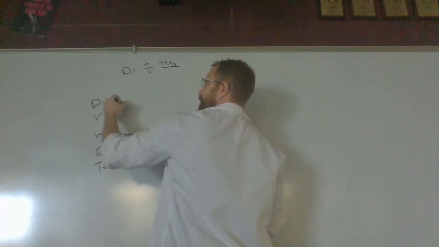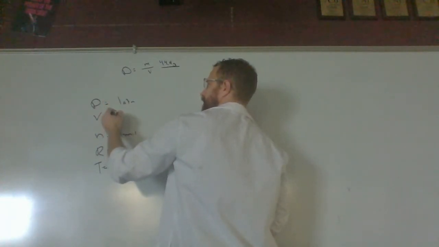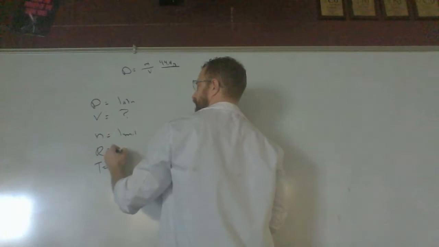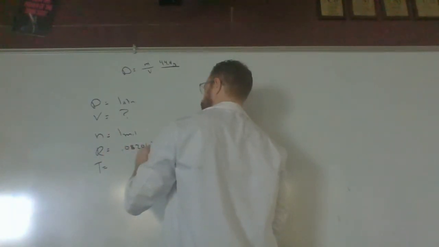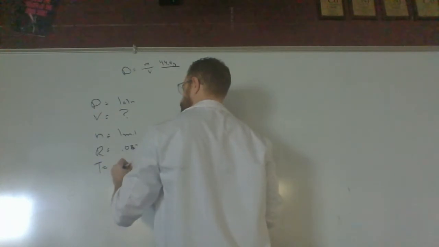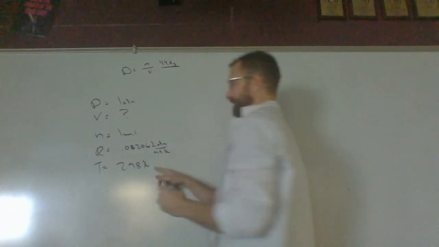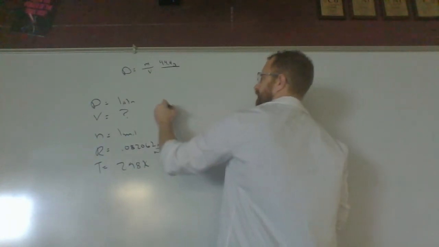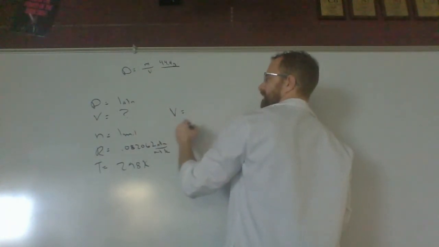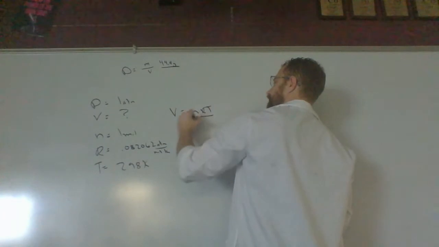In the room, that's 1 atmosphere of pressure. I'm looking for the volume. R is 0.08206 liters atmospheres per mole Kelvin, and the temperature is 298 Kelvin. We typically say room temperature is 25 degrees Celsius. So going through kind of quick because the video is getting long. So volume is going to equal nRT over P.